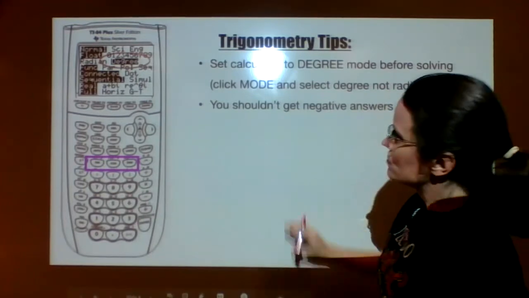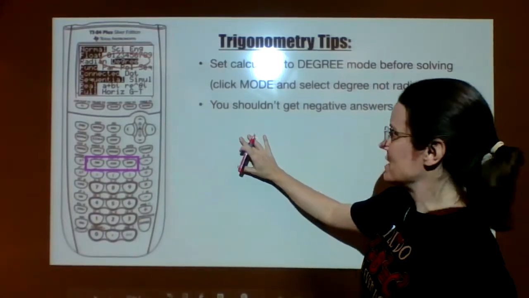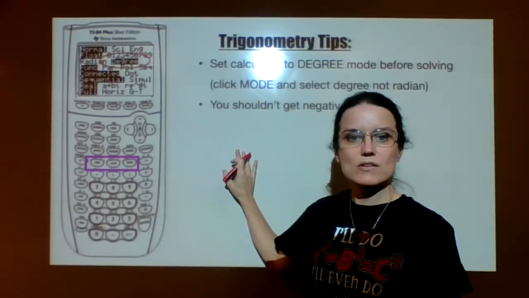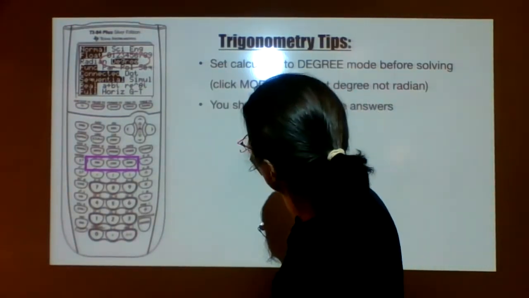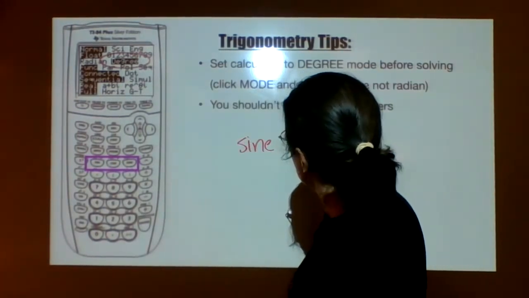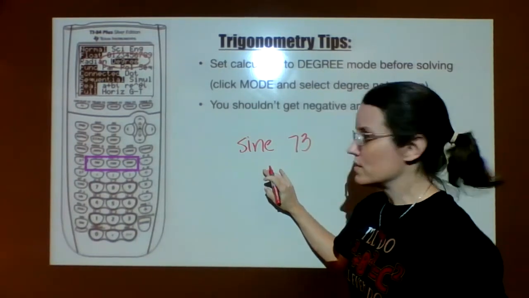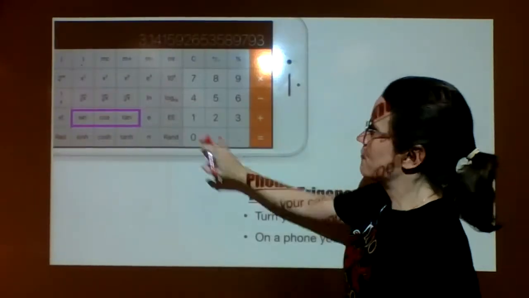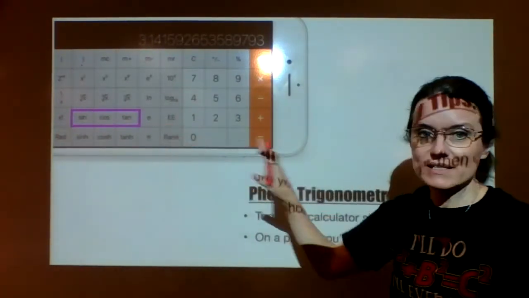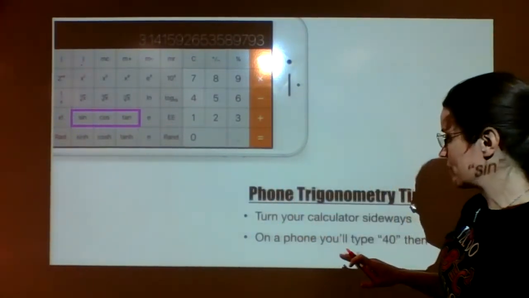Okay, so when you type stuff in to your TI-84 calculator, you type it the way you see it in your work that you're doing. So if it says to do sine of 73, you're going to press the sine button and then enter 73 into your calculator. Okay, it works algebraically. For your iPhone, though, it doesn't know how to do that. It doesn't know the order of operations.